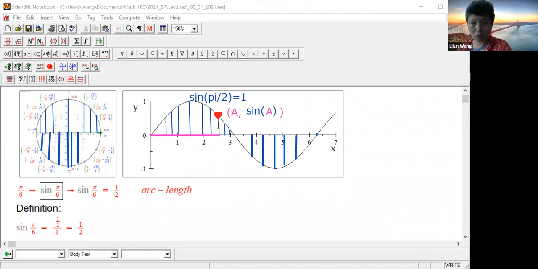Right, thank you. It's on the unit circle. Arc length is the angle. Okay? And they are actually the same length. Okay, they are actually the same length.